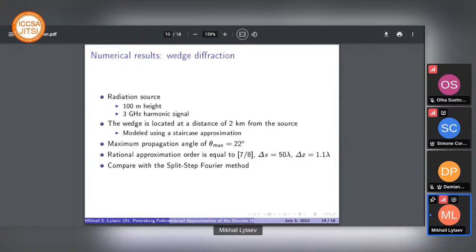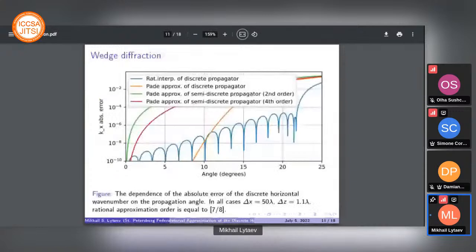Now let's move on to the numerical examples. First, we consider a classical wedge diffraction problem with the following parameters. This figure demonstrates the dependence of absolute error of the discrete horizontal wave number on the propagation angle for various finite difference approximations under consideration. It is clearly seen that the proposed method gives the best approximations on the considered interval.